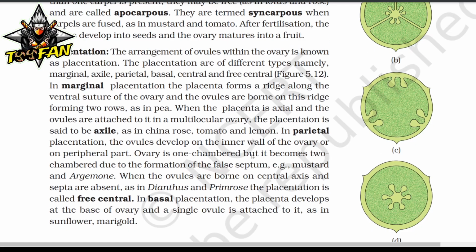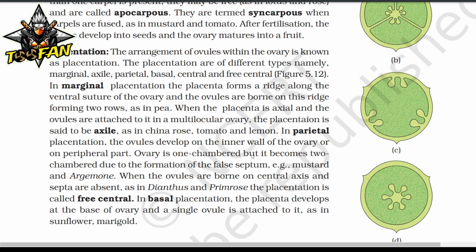Placentation. The arrangement of ovules within the ovary is known as placentation. The placentation is of different types, namely marginal, axial, parietal, basal, central, and free central. In marginal placentation, the placenta forms a ridge along the ventral suture of the ovary, and the ovules are borne on this ridge, forming two rows as in pea.